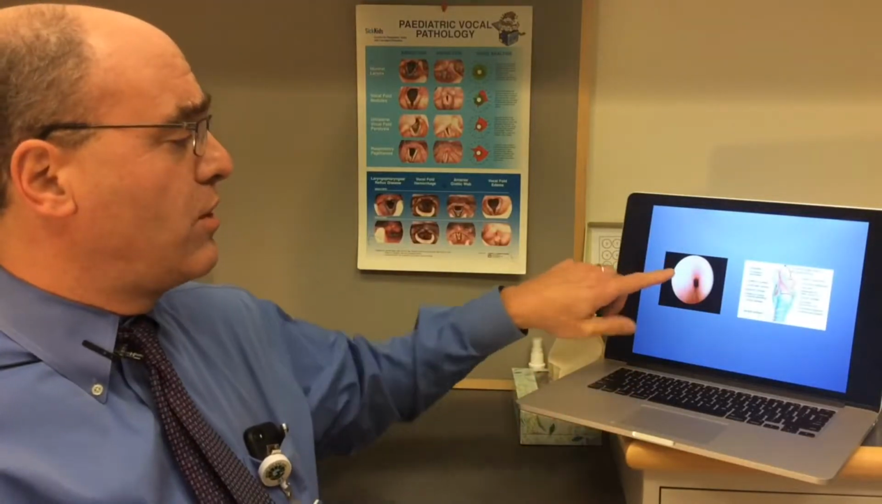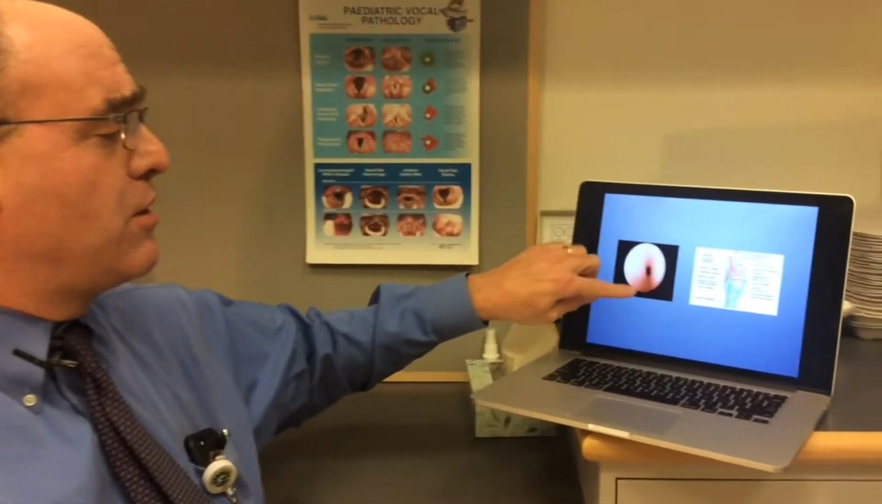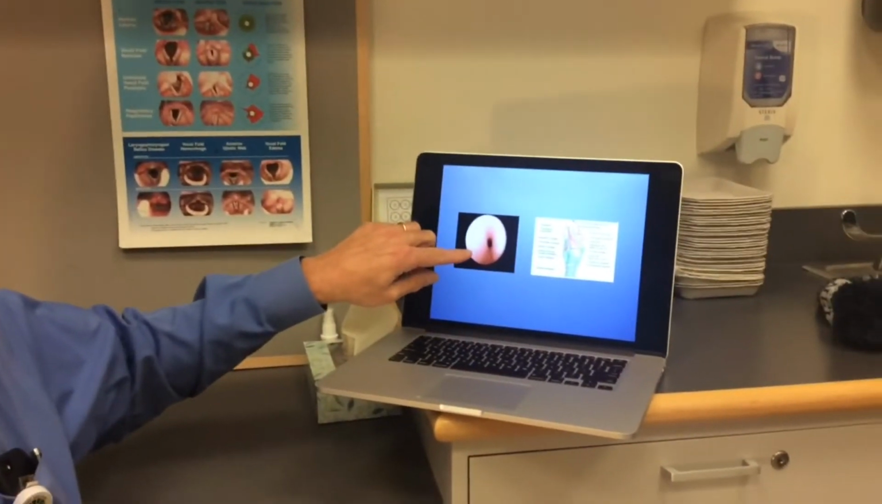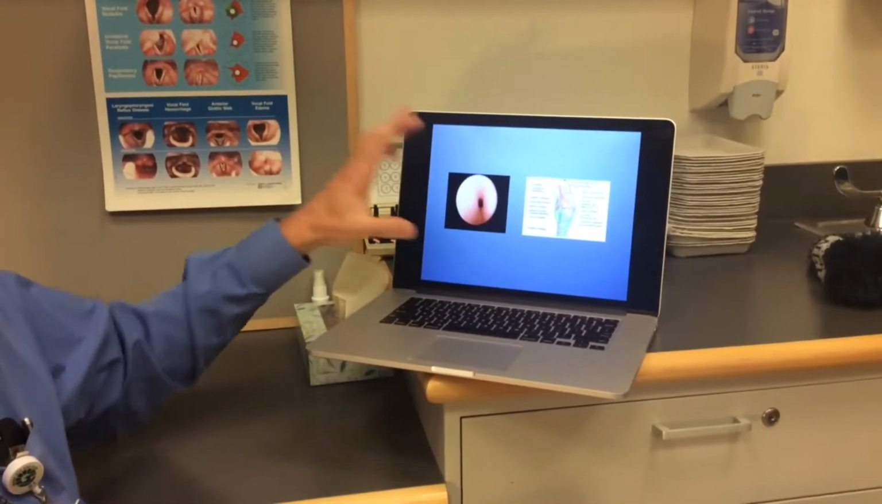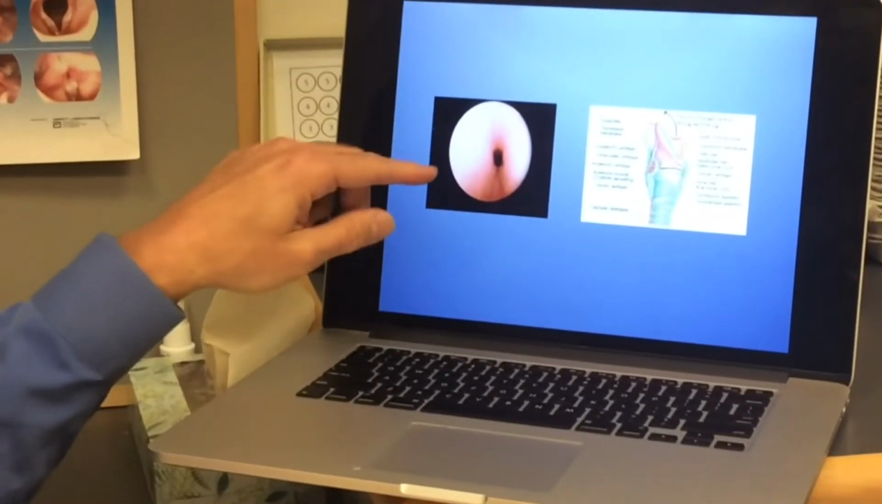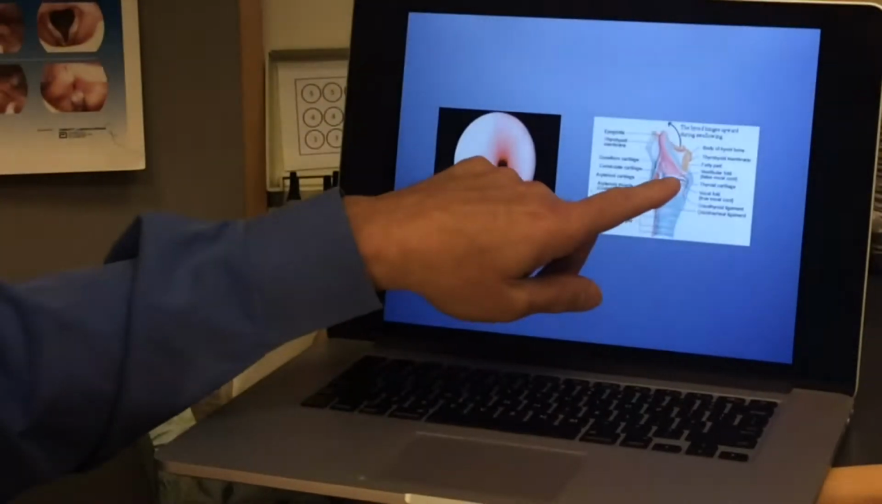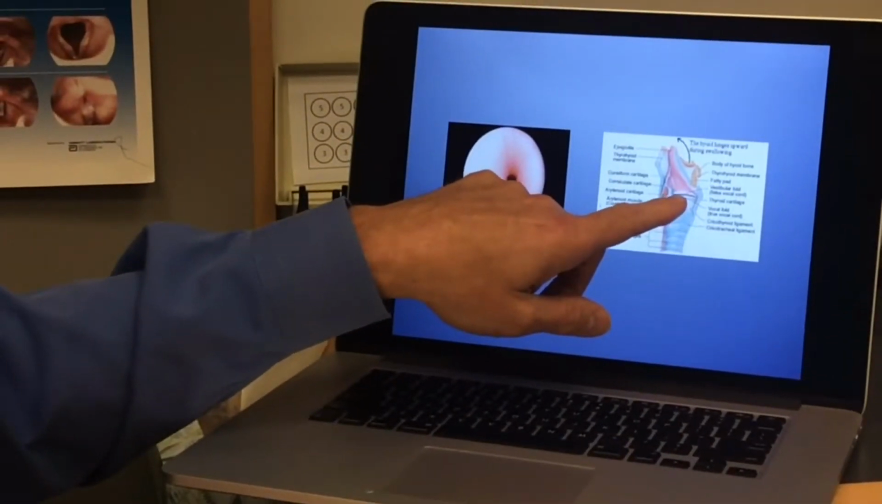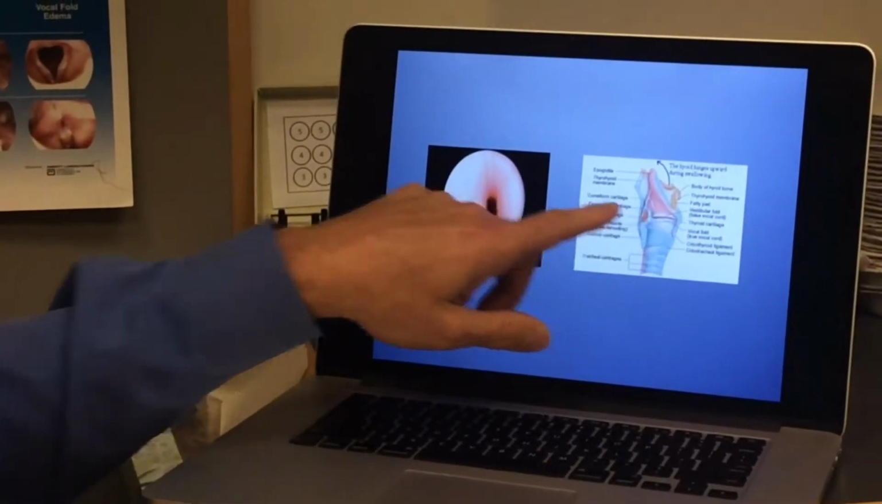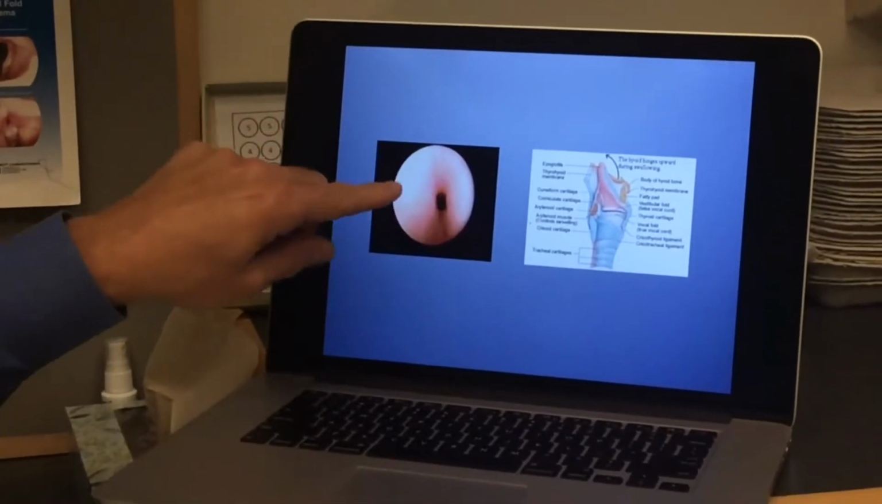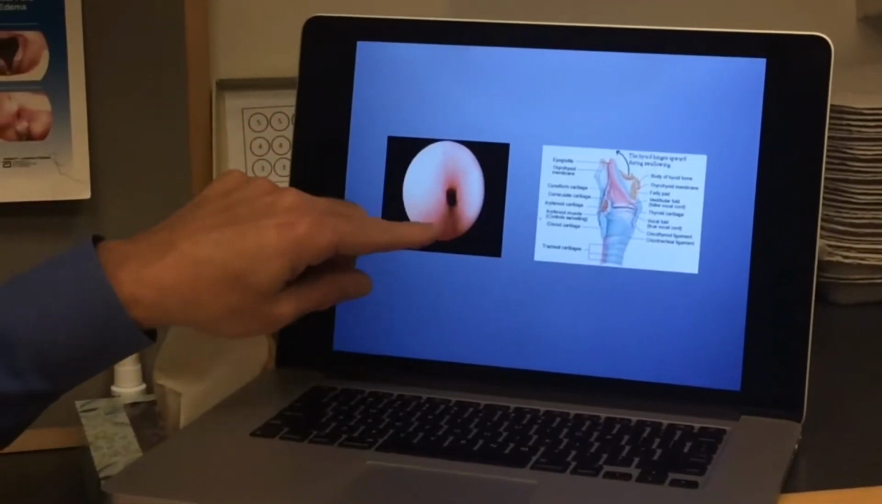So if we look over here, imagine that this is the picture of your child's airway, and what we're looking at here is a narrowing. Stenosis means narrowing, and this narrowing is taking place just below the vocal cords, which is called your glottis. So subglottis is where this narrowing is, which is why the tracheostomy needs to be there.